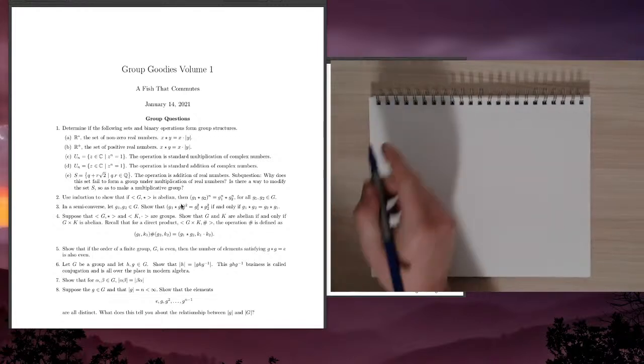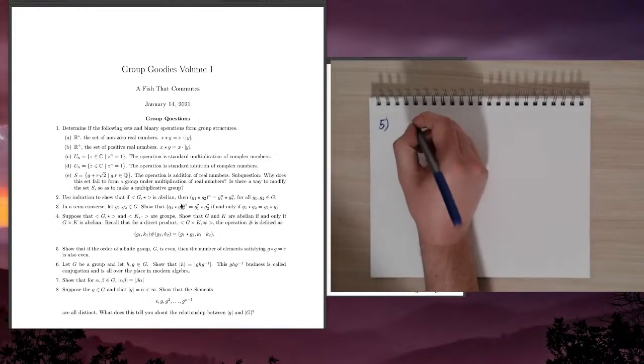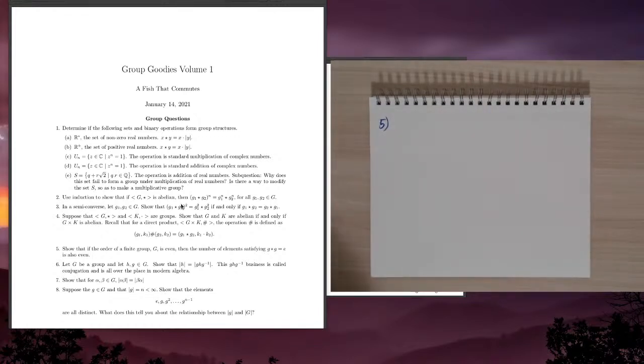Okay, so let's do number 5 now. G is a finite group, right? The order of G is finite, so that means there's only a finite number of things in it. And then there has to be an even number of elements that are their own inverse, right?